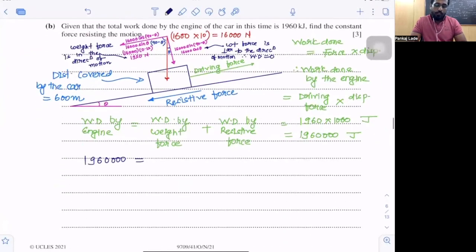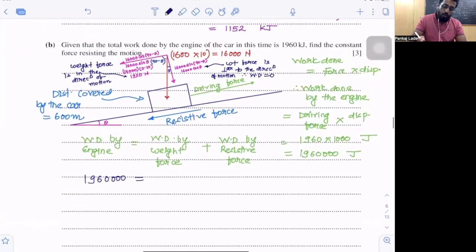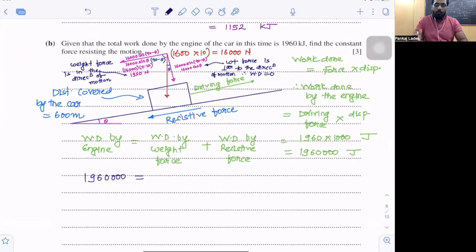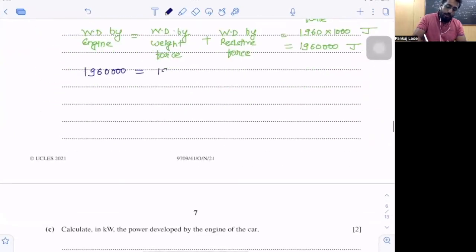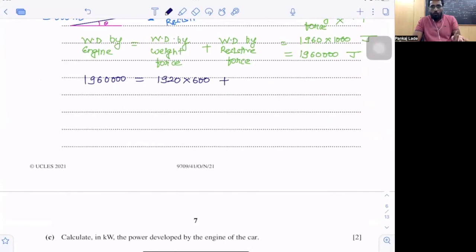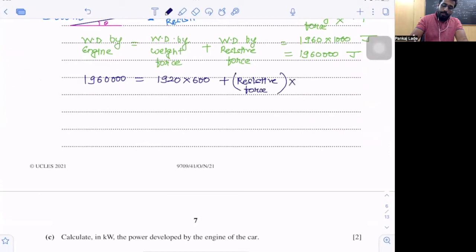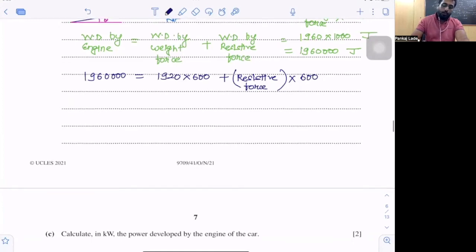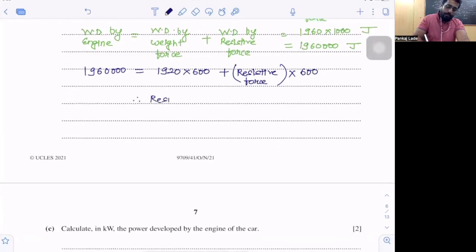So the weight force which is taken into consideration is 1920 multiplied by the distance the car has moved. It has moved by 600 meters. So 1920 multiplied with 600, plus the resistive force. I do not know what that value is; that is what I'm trying to find. But the work done will be given by the resistive force multiplied by the distance, right? So you can take out 600 common and send the 1920 on the other side.